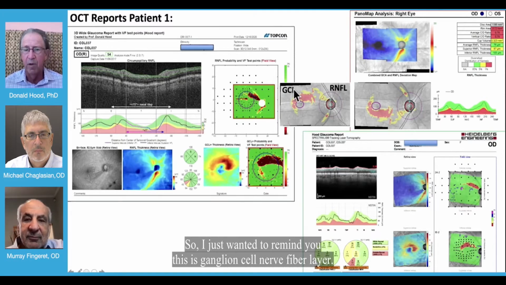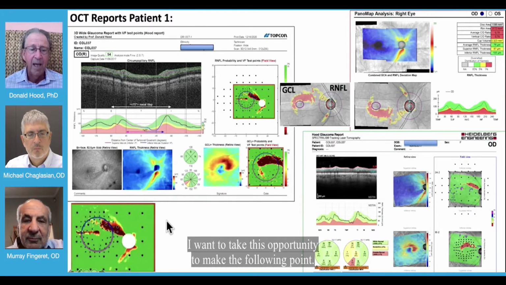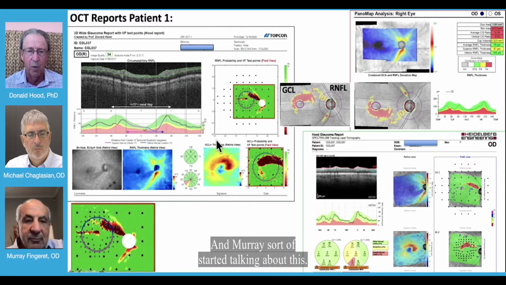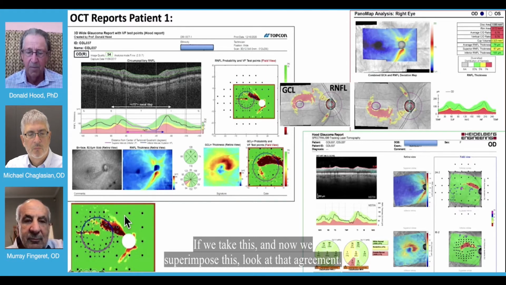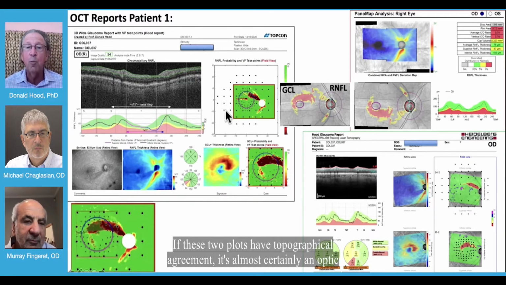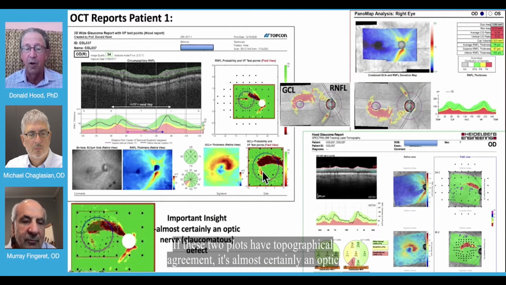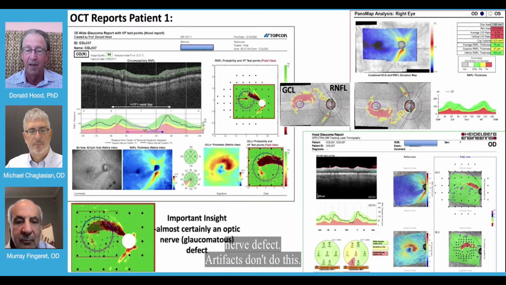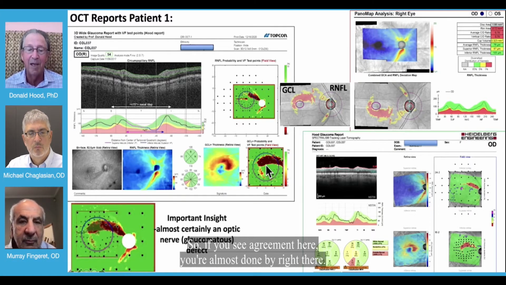Yeah, so I just wanted to remind you, this is the ganglion cell retinal nerve fiber layer. I want to take this opportunity to make the following point, and Murray sort of started talking about this. If we take this, and now we superimpose this, look at that agreement. If these two plots have topographical agreement, it's almost certainly an optic nerve defect. Artifacts don't do this. So if you see agreement here, you're almost done right there.